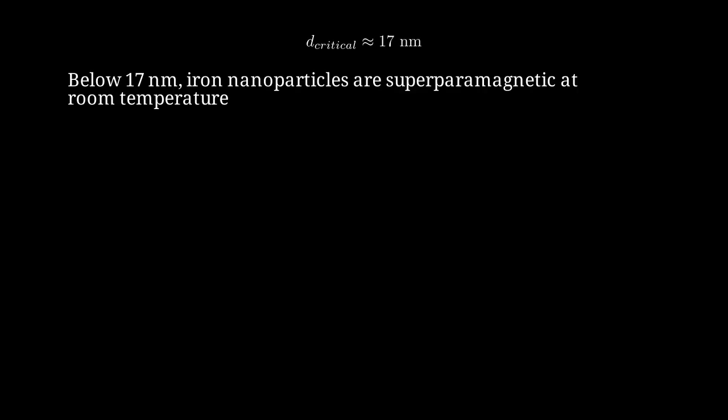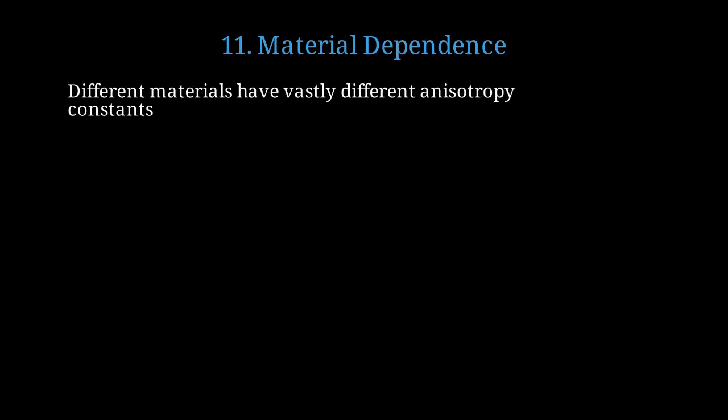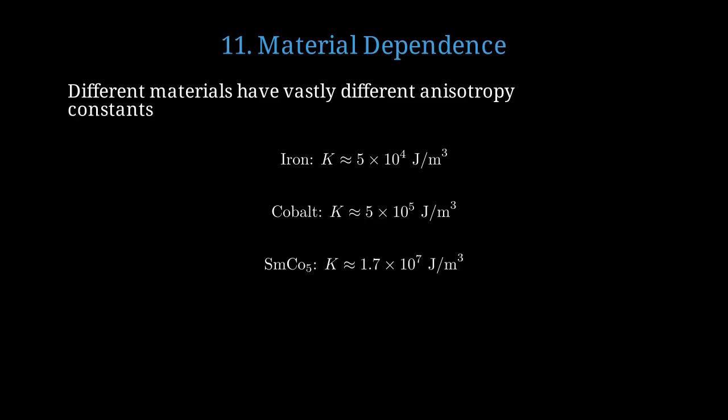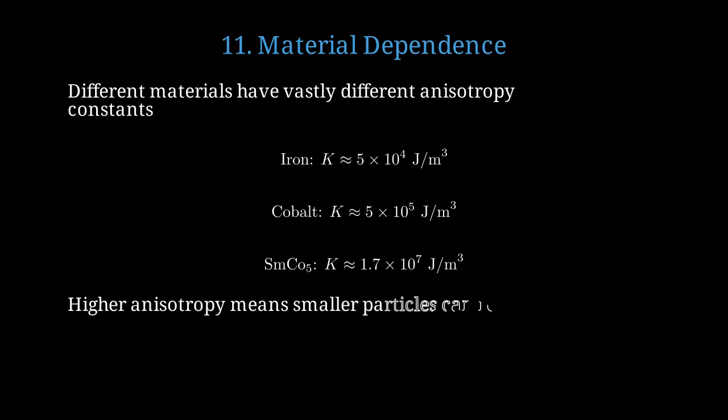Therefore, iron nanoparticles smaller than about 17 nanometers are super-paramagnetic at room temperature and cannot store magnetic information. The super-paramagnetic limit varies dramatically with material choice. Different magnetic materials have vastly different anisotropy constants, leading to very different size limits. Iron has an anisotropy constant of about 5 times 10 to the 4th joules per cubic meter. Cobalt has a much higher anisotropy of about 5 times 10 to the 5th joules per cubic meter. Samarium cobalt-5 has an extremely high anisotropy of about 1.7 times 10 to the 7th joules per cubic meter. Materials with higher anisotropy can maintain stable magnetization at much smaller sizes.